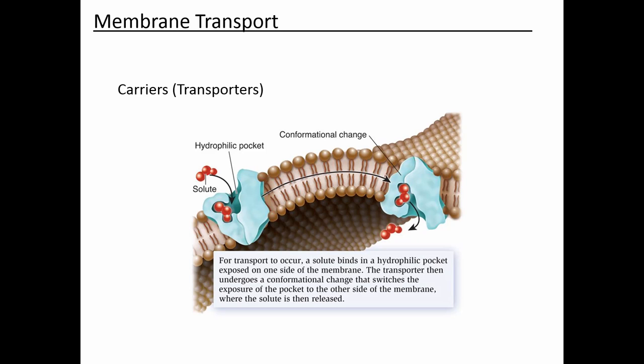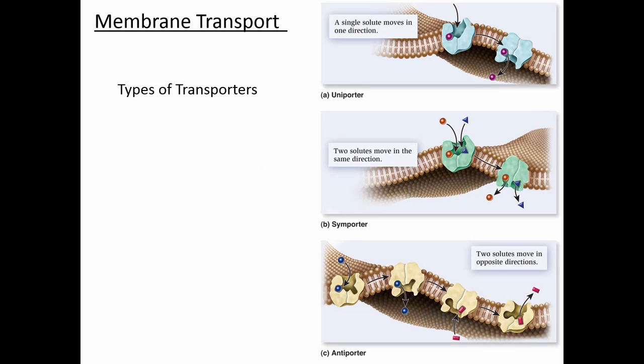Okay, so now we're going to move on to carriers. We'll talk about three types of carriers that are illustrated on the slide. This is a picture taken from your textbook. The three types are on the slide here. One type is called a uniporter. The second type is going to be called a symporter. And the third type is called an antiporter. They're pretty easy to remember.